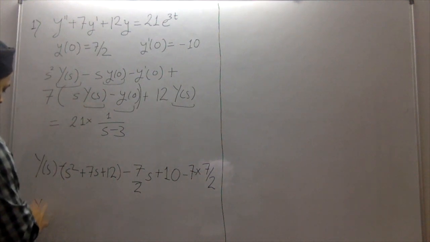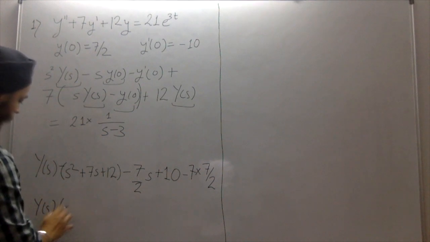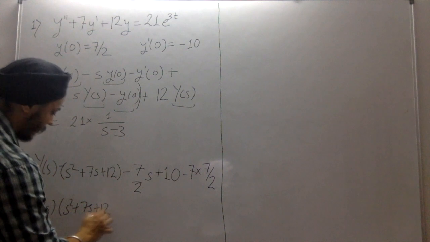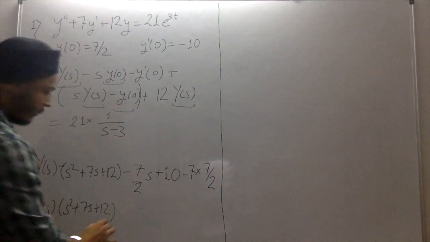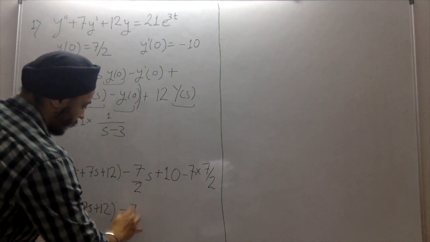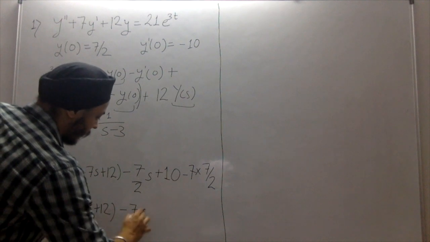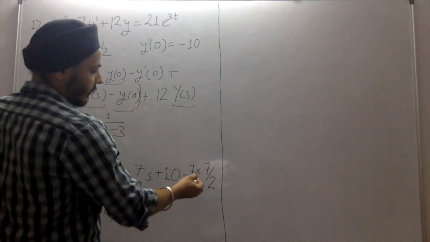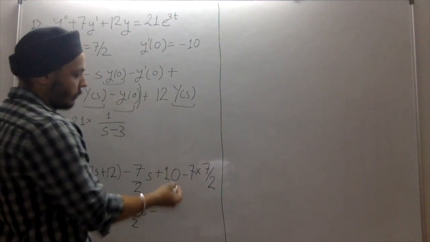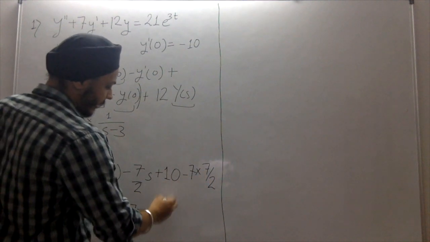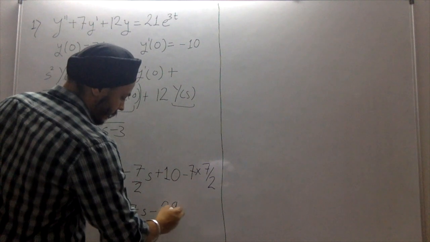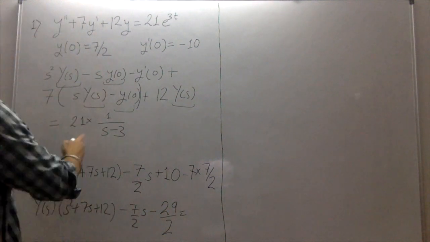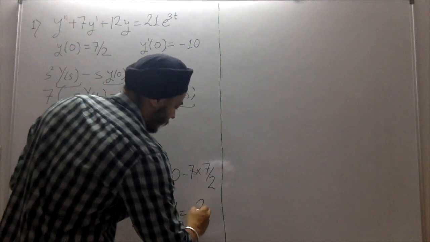So this will give us y of s times s square plus 7s plus 12, minus 7 by 2 s, minus 7 cross 7 will be 49 by 2, plus 10, it will become minus 29 by 2. This will be equal to 21 over s minus 3.